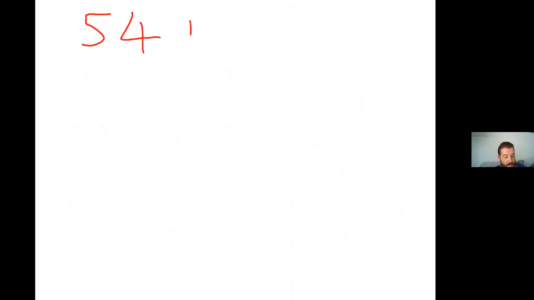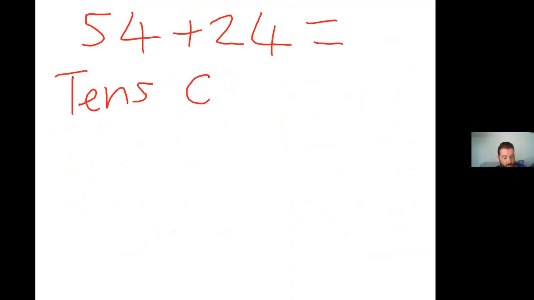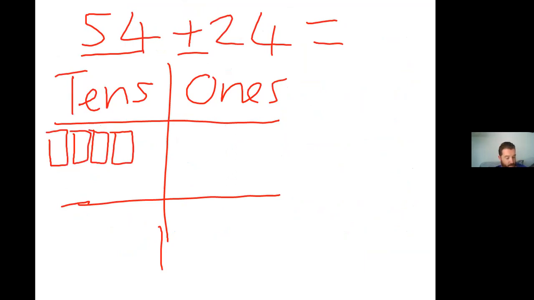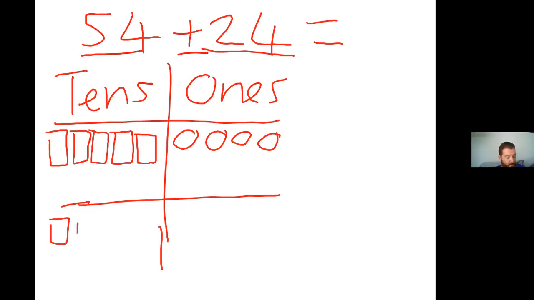54 add 24. Okay. Now, if I did it with my tens and my ones, it would look like this, wouldn't it? 2 boxes because we're adding. 54 is my first number, so 5 tens, 4 ones, 1, 2, 3, 4. And then we're adding 24, aren't we? So 2 tens and 4 ones, 1, 2, 3, 4. Now I've got everything I need there to solve that problem.